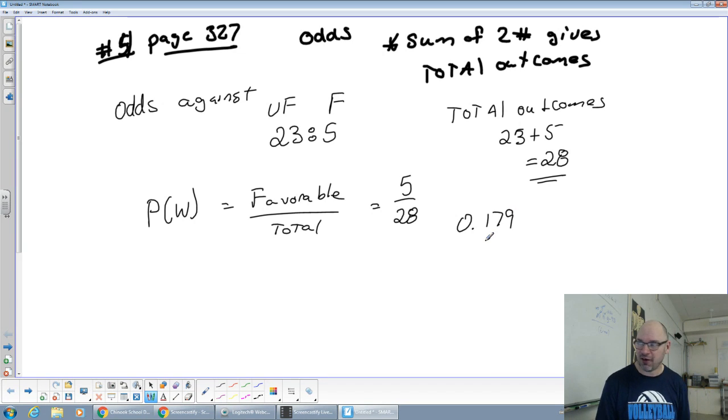Okay, so the key there is whenever you're dealing with odds for and against, it's whichever one comes first. Against is unfavorable first, odds in favor or for, favorable first. And the two numbers always add up to the total.